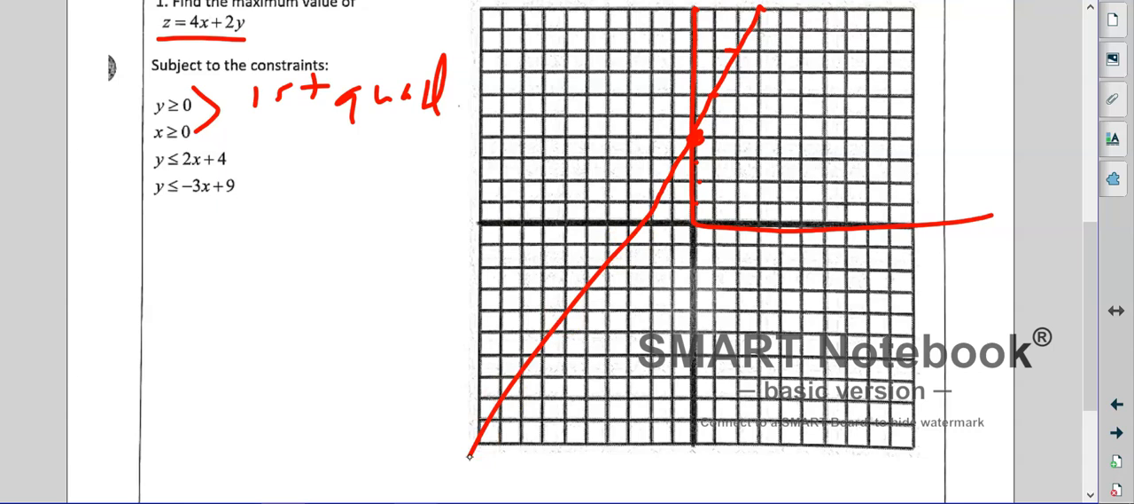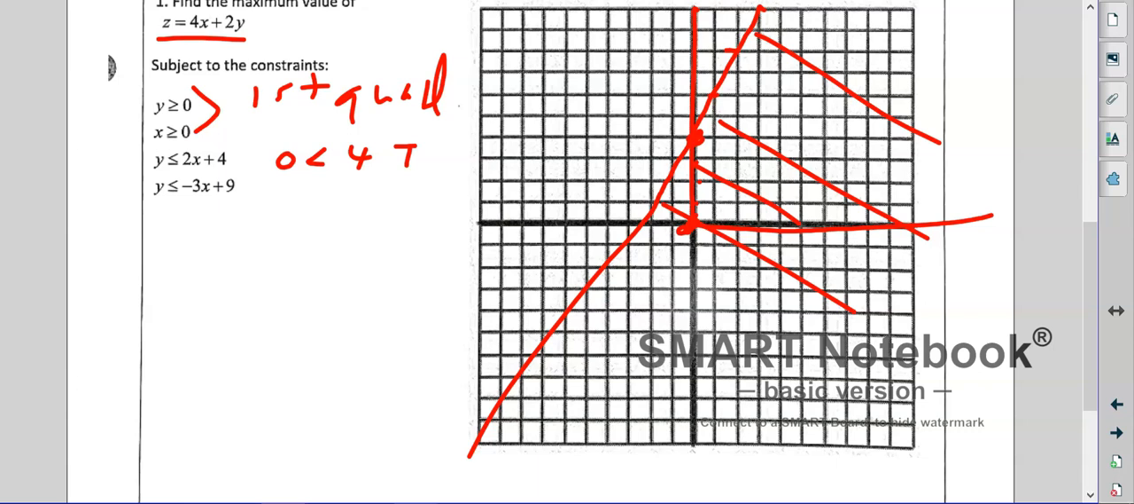So less than, we plug in 0, 0. So this would be 0 is less than or equal to 4. That's a true statement. So we're going to shade the side of the line where 0, 0 is, right here, which means we're going to shade this way. And we don't really care about the rest. We're just caring about the first quadrant.